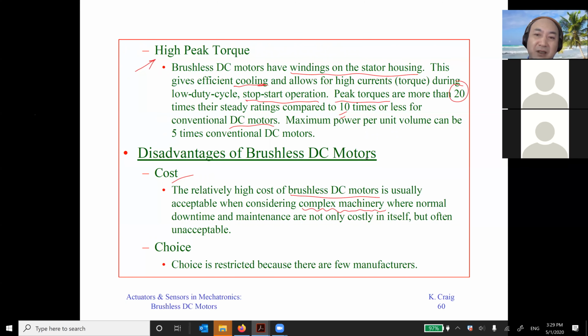So let me see. Another thing is called power density. So the power density is 5 times bigger, meaning per unit volume, so it's relatively smaller. Okay. So the power per unit volume is called power density.